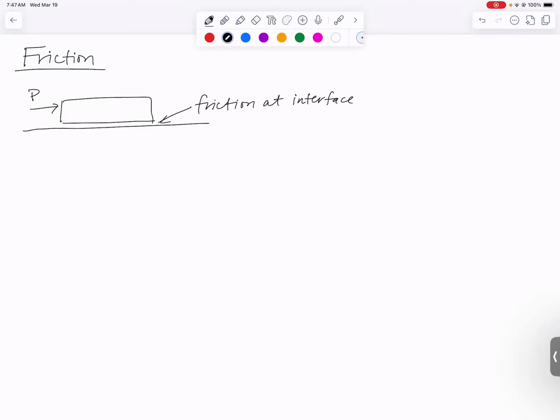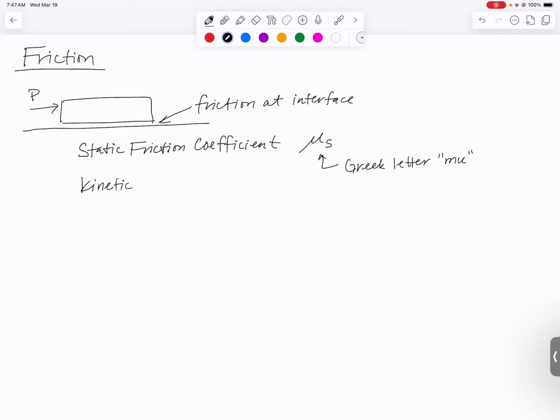And when we talk about this in this class, since this is a statics class, we're primarily going to be concerned with what's called the static friction coefficient. We use a Greek letter mu and usually a subscript S to mean static. There's also another friction coefficient called the kinetic friction coefficient that you're going to see when you get to dynamics next semester. We usually use the Greek letter mu as well with the subscript K for it.